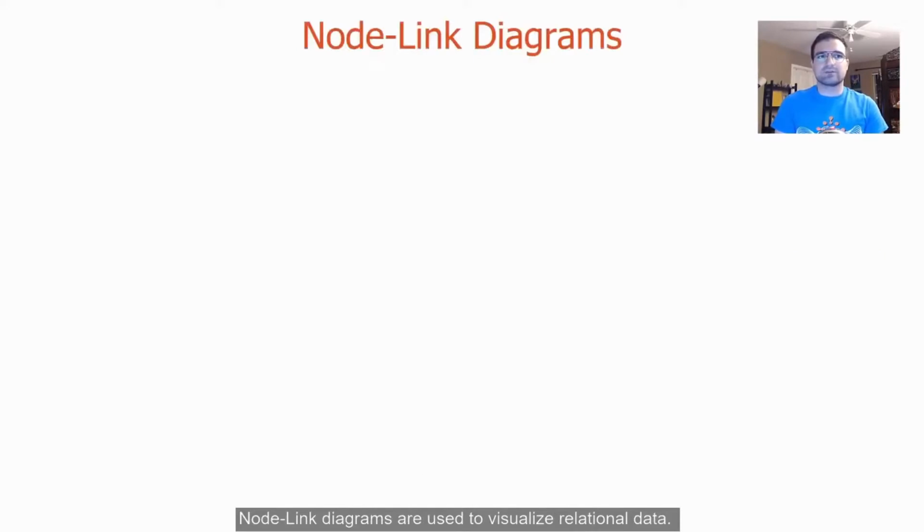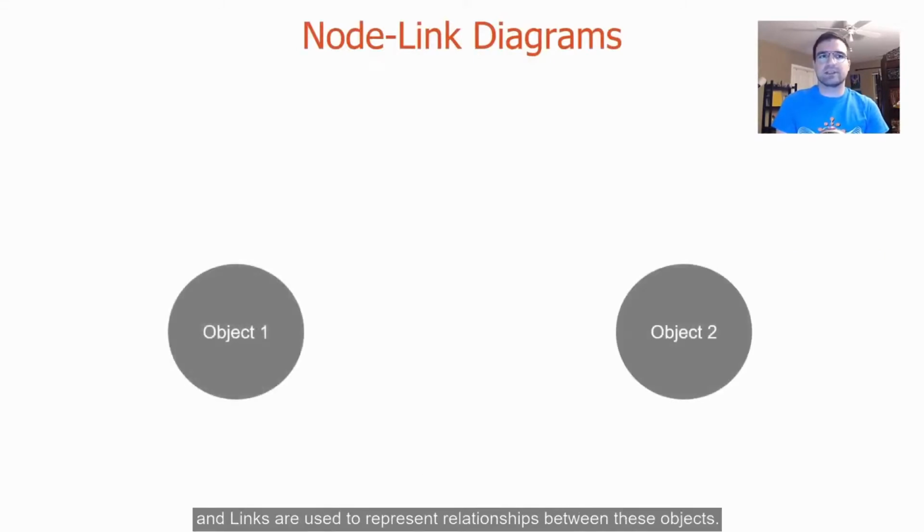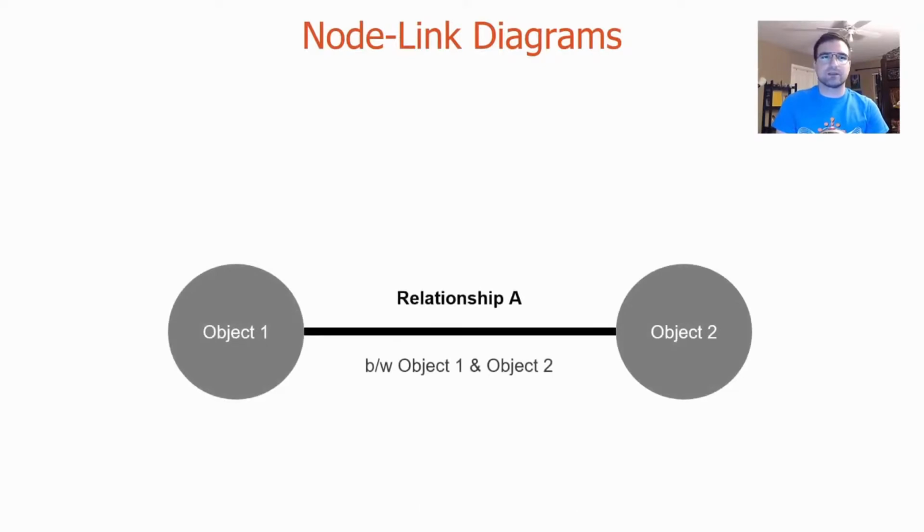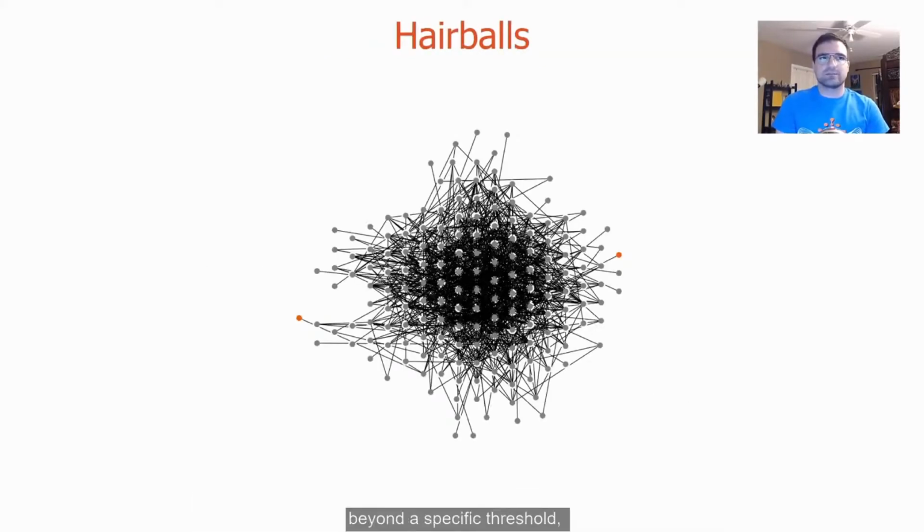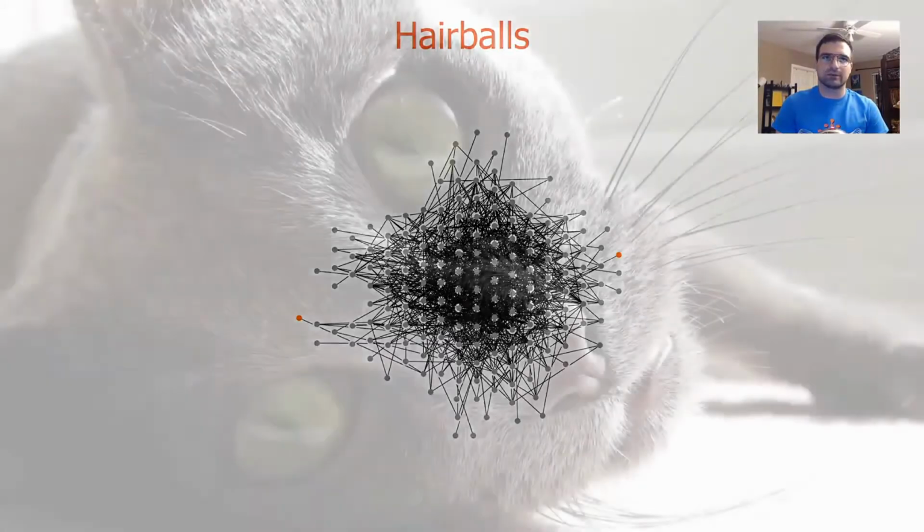Node link diagrams are used to visualize relational data. Nodes are used to represent objects, and links are used to represent relationships between these objects. Similar to other visualizations, beyond a specific threshold, node link diagrams become unreadable and resemble hairballs.